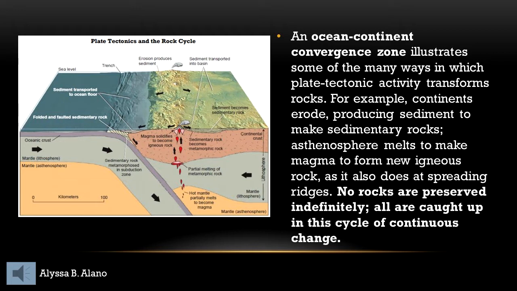A good example is the continents erode, producing sediments to make sedimentary rocks. Asthenosphere melts to make magma to form new igneous rock, as it also does at spreading ridges. Note that no rocks are preserved indefinitely. All are caught up in this cycle of continuous change.